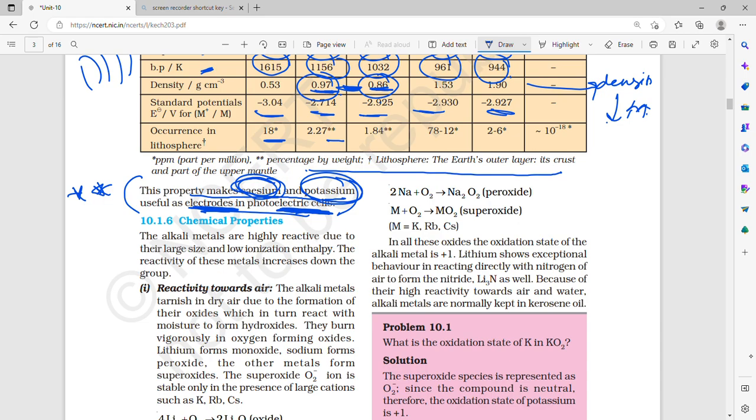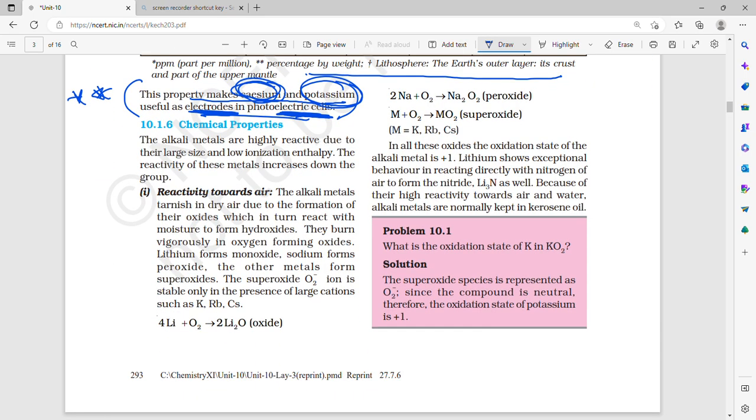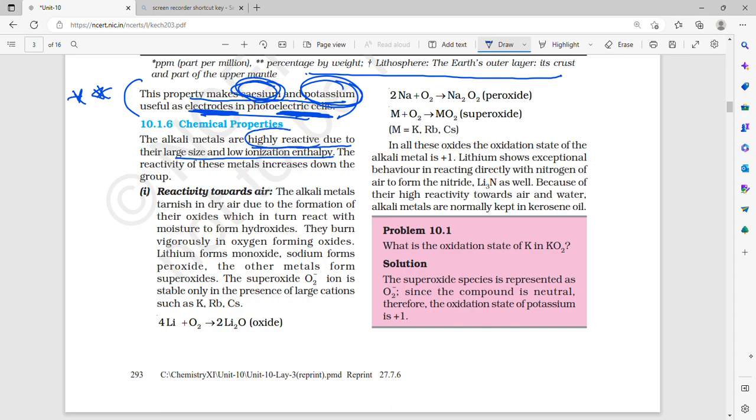Now chemical properties. We are done with the physical properties. Now we come to the chemical properties. The alkali metals are highly reactive due to their large size and low ionization enthalpy. Since they have low ionization enthalpy, with very little energy they readily lose their single valence electron, and they have very large size, so the nuclear charge is also not that much on the loosely bound electron in the s orbital. Therefore, they are highly reactive.